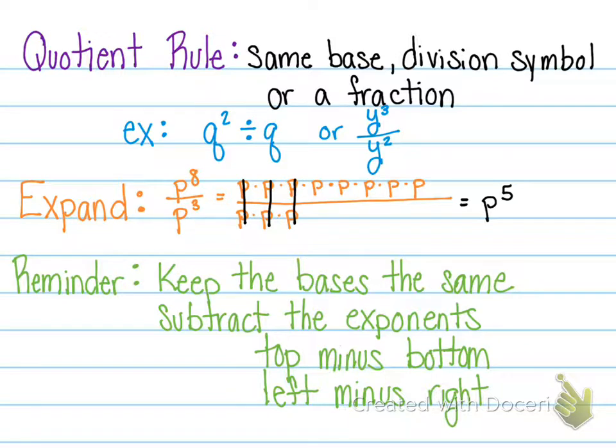Now, an easy way to do this, if we take a look at the reminder, is keeping the bases the same, which we did in our expansion. We kept the P's the same, but then we subtract the exponents. So one way we could do this is top minus the bottom, and if you looked at my expansion problem in orange, I could have done 8 minus 3 to get P to the 5th power. Or we can do left minus the right if your problem is written like this one with my Q's at the very top.